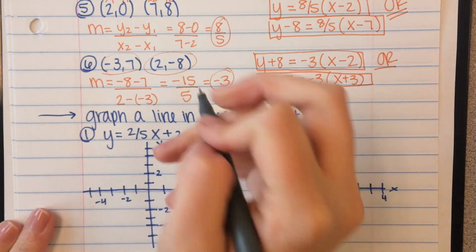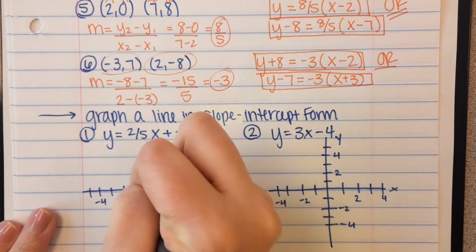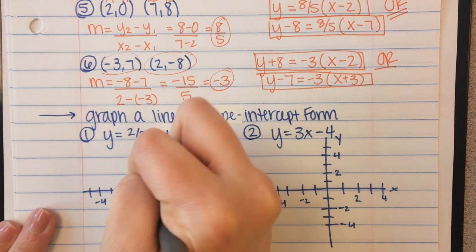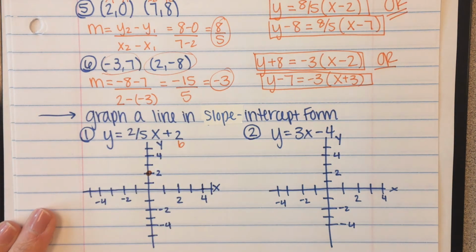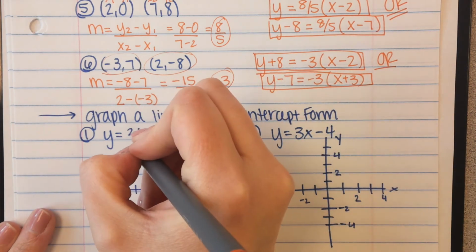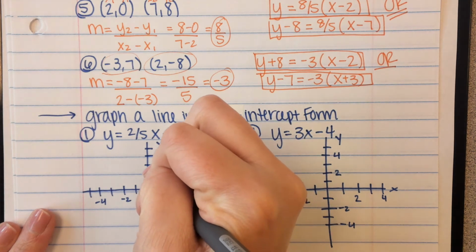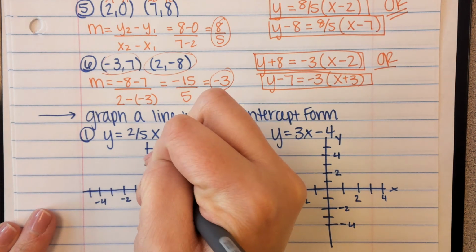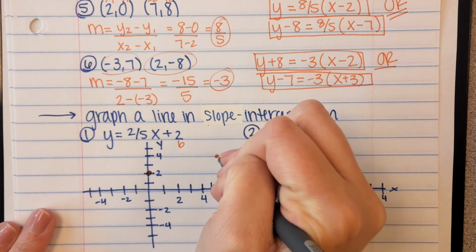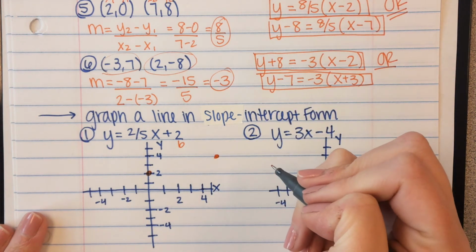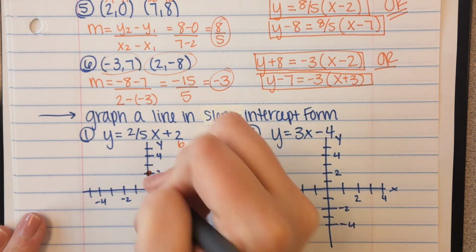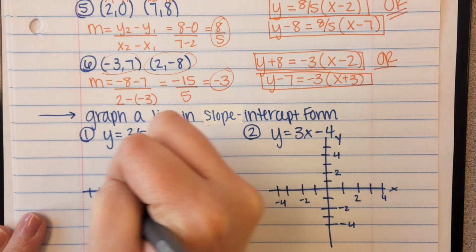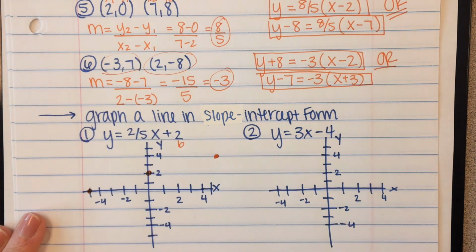So number 1, our b is 2. So I'm going to put a point at positive 2 on the y-axis. Now my slope is 2/5. So from this point, I'm going to go up 2 and over 5 and make a point. I'm also going to make another point, so I'm just going to go backwards. So I'm going to go down 2 and over 5 the other way.